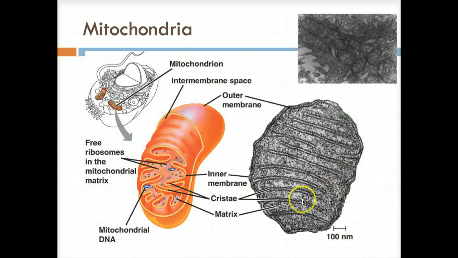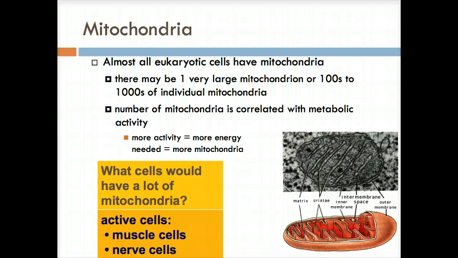Here is my electron microscope image, of course, which I showed you. Here's your outer membrane. Here's the cristae. Again, the cristae is that highly folded inner membrane, and then the matrix on the inside. Almost all eukaryotic cells have mitochondria. So there may be one very large mitochondria, or you could have hundreds to thousands of individual smaller mitochondria. The number of mitochondria generally is directly correlated with the metabolic activity, so we're also known as how active that cell is. The more activity, the more energy the cell needs, the more mitochondria the cell typically has.